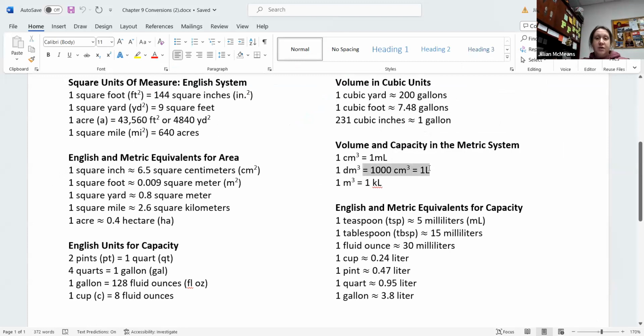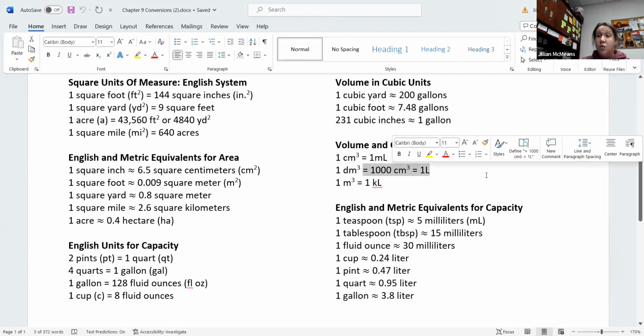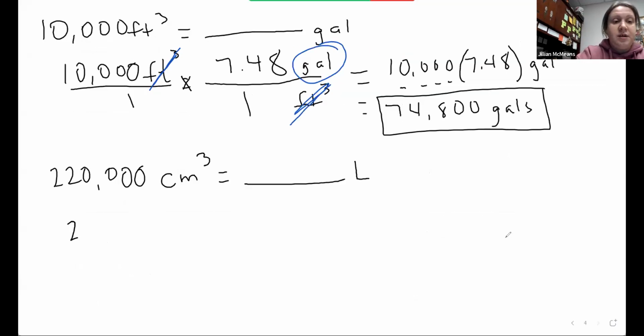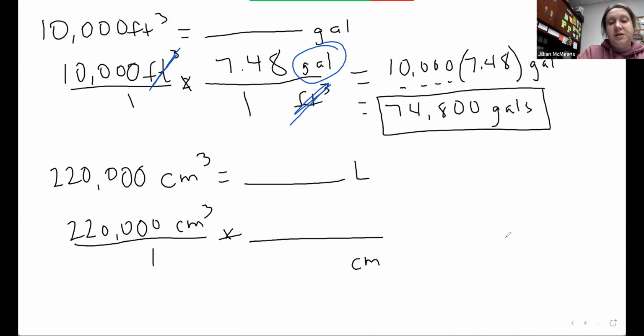We have that 1,000 cubic centimeters is equal to 1 liter, okay? So remember, we're taking this fish pond, which is measured in cubic centimeters. We want to convert that to liters, okay? So 1,000 cubic centimeters is 1 liter. So we start with what we know. We have 220,000 cubic centimeters. I'm going to write it as a fraction. Then I'm going to multiply by a unit fraction that relates cubic centimeters and liters. Okay. And remember, 1 liter is equal to 1,000 cubic centimeters.